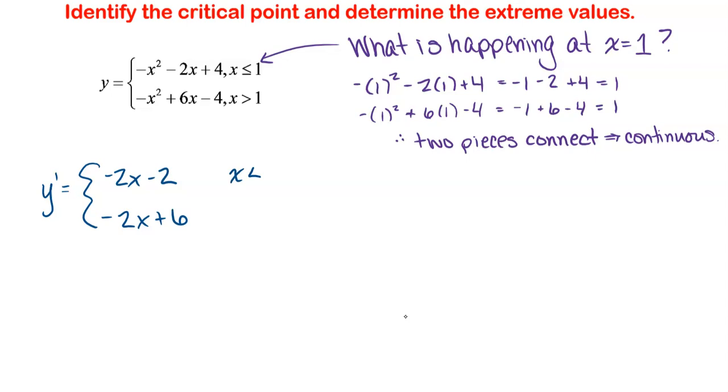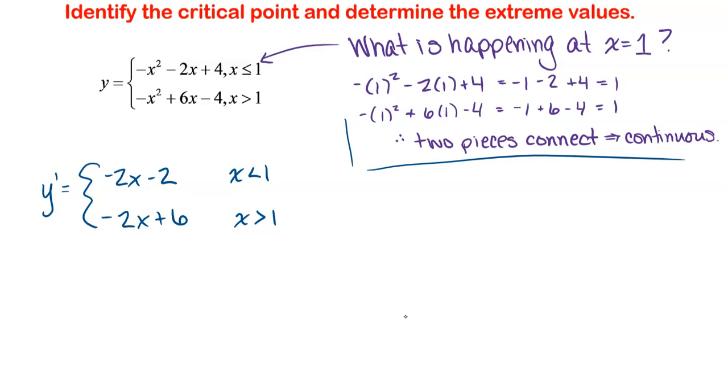Now this is for everything less than 1. This is for everything greater than 1. You'll notice that I didn't put an or equal to there because I'm not actually sure what's happening with the derivative at 1 just yet. We need to sort of figure that out. So my question is now, what is going on at 1 with the derivative?